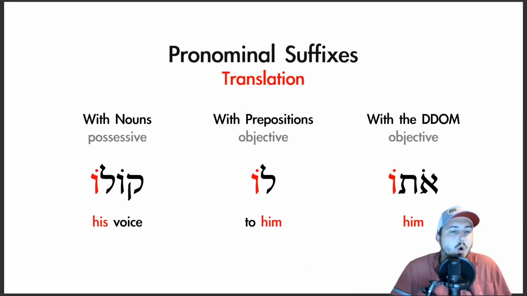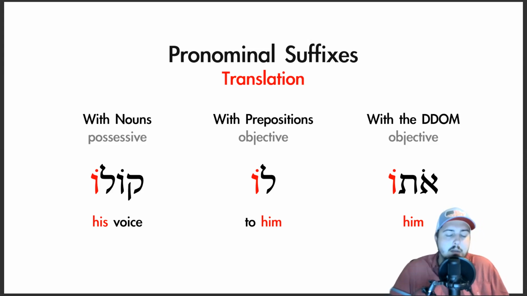Kolo. Kol. Have we learned kol yet? On the left side of the screen, kol is the word for voice. Okay. Kof, vav, lamed. That's the root there. Voice. Well, I'm adding that holam vav to the end of that root and it becomes his voice.